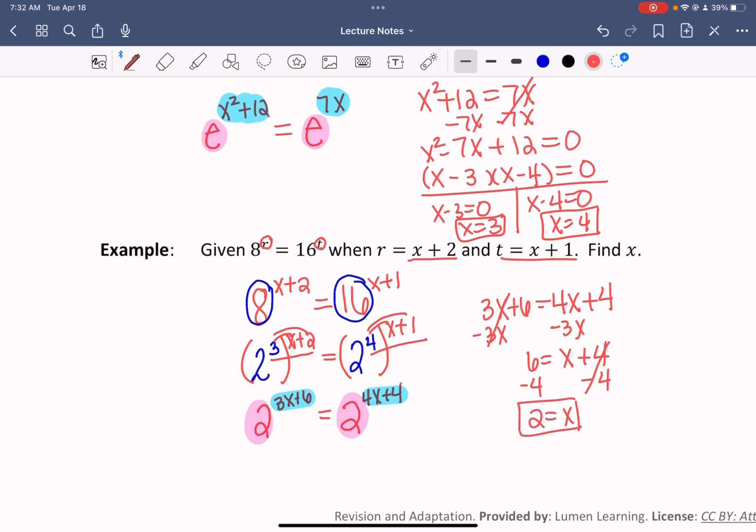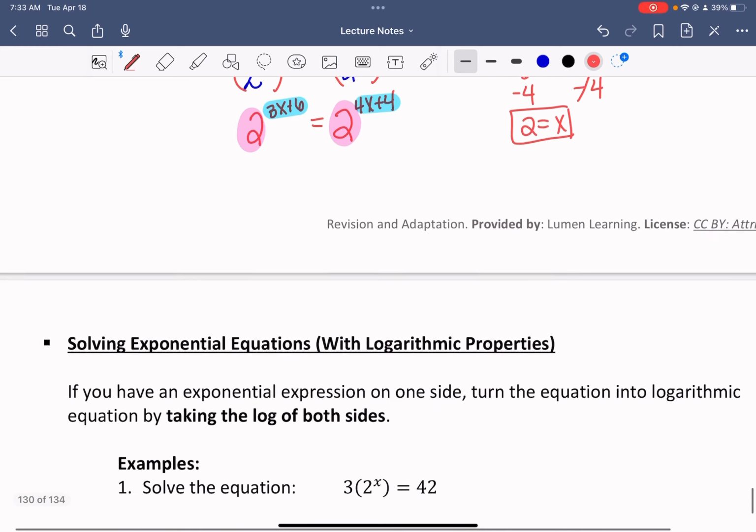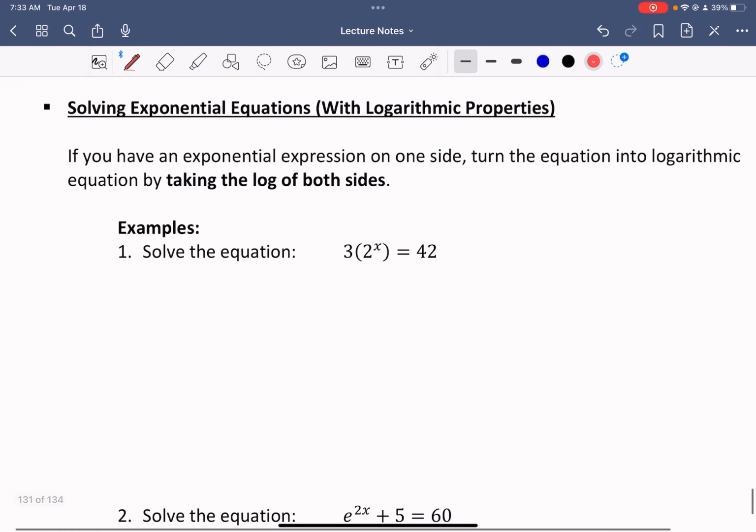So you can see this one was definitely a little bit more labor intensive, but we were still able to use our processes and steps to solve it. So in this section, I just want to show you what it looks like to solve exponential equations with the one-to-one property. Let's look at this next part.